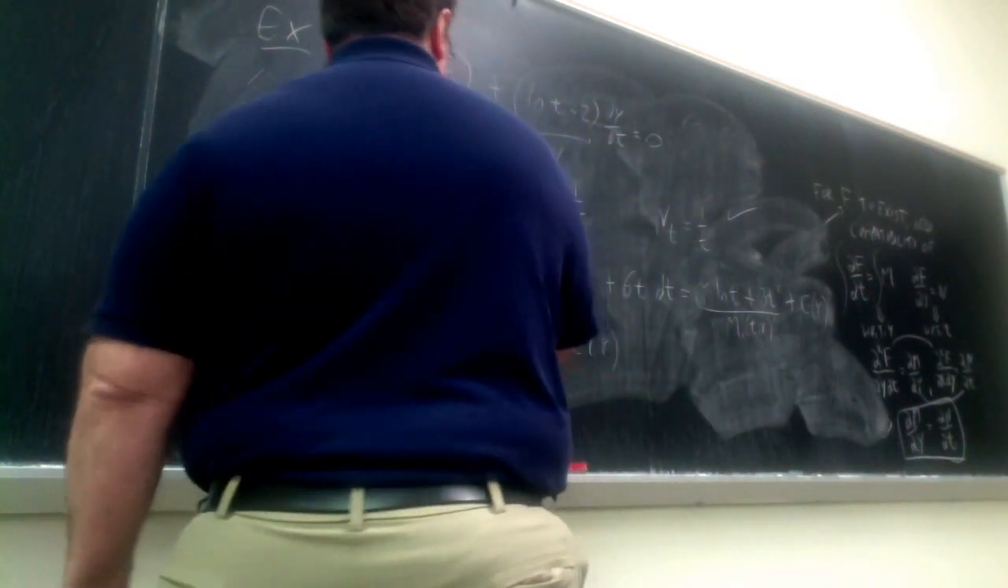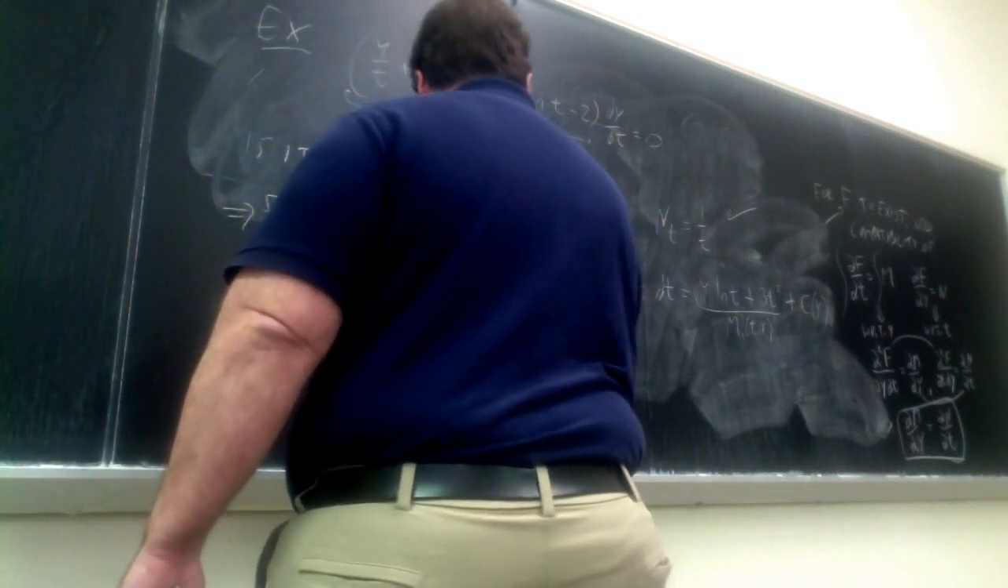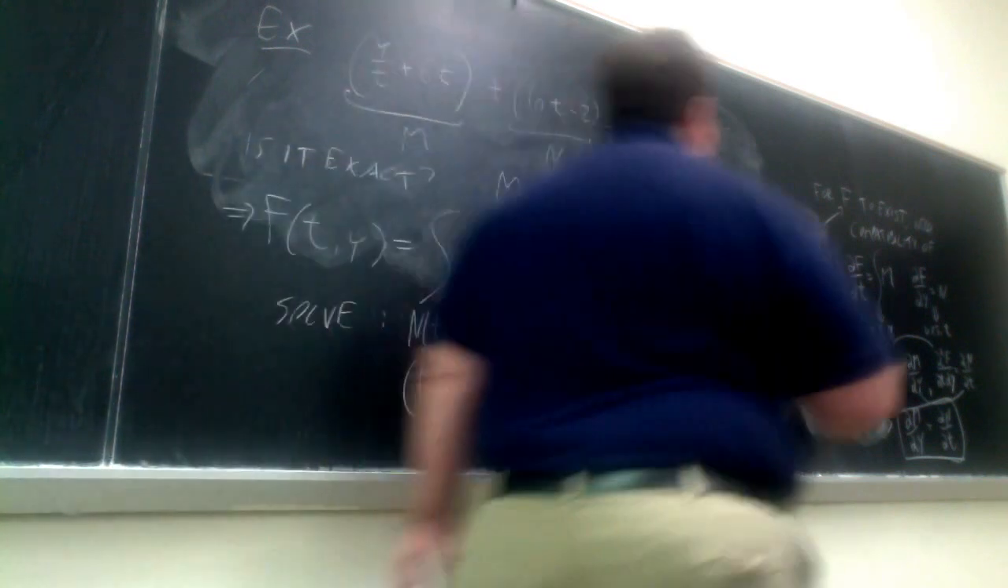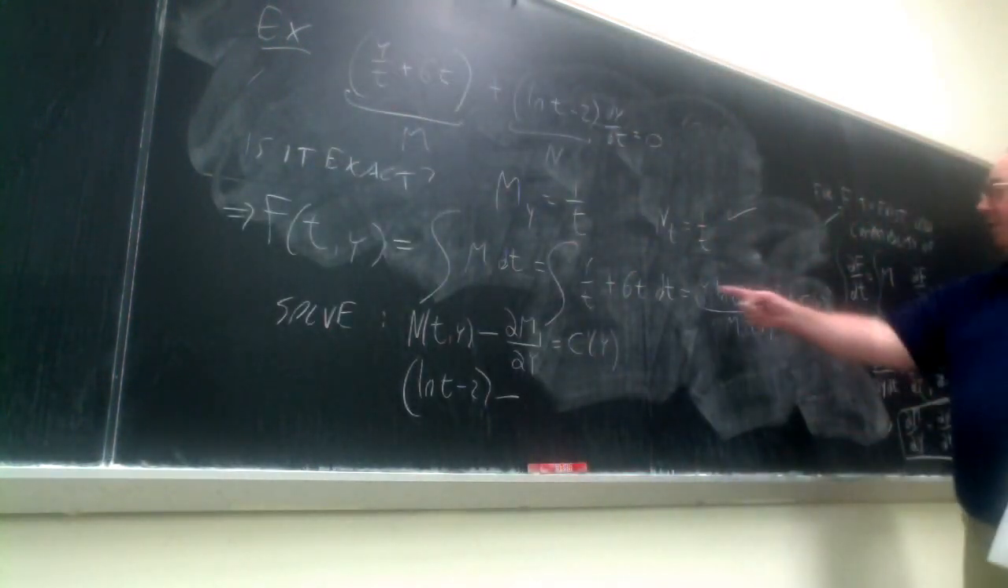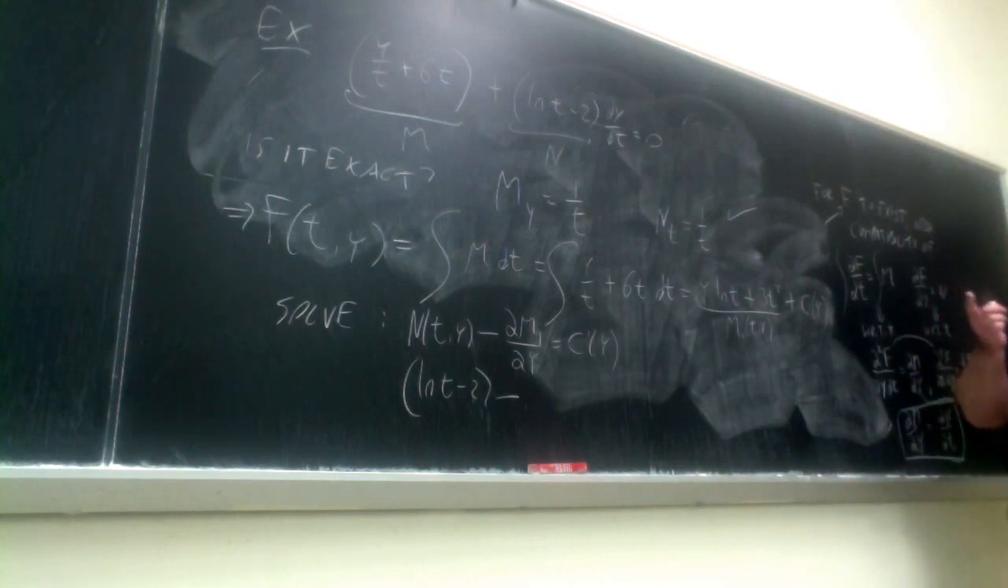So now we fill in the blanks. So N is up here. So that's natural log of t minus 2. And then we need to take the derivative of all this with respect to y. Now t is considered a constant. And what is that going to give us?